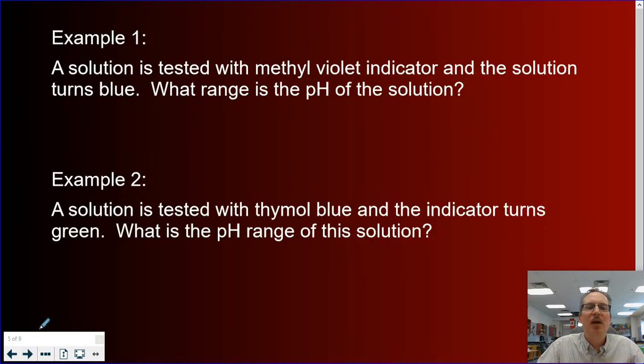Okay. What I would like you to do is, why don't you copy example 1 and 2, pause the video, confer with your indicator chart, write out your pH range, and then unpause the video to check your work.